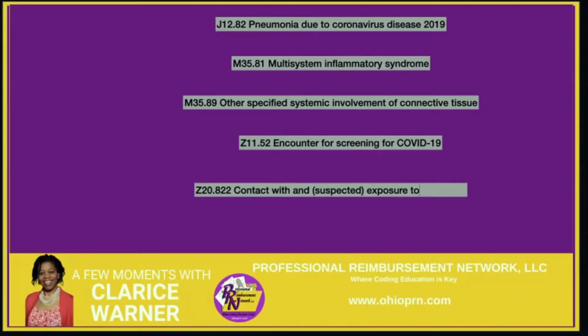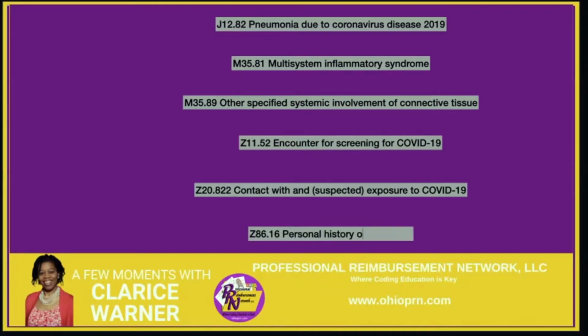You also have code Z20.822, contact with and suspected exposure to COVID-19. For asymptomatic individuals with actual or suspected exposure to COVID-19, assign code Z20.822, contact with and suspected exposure to COVID-19. For symptomatic individuals with actual or suspected exposure to COVID-19 and the infection has been ruled out or test results are inconclusive or unknown, assign code Z20.822, again, contact with and suspected exposure to COVID-19.